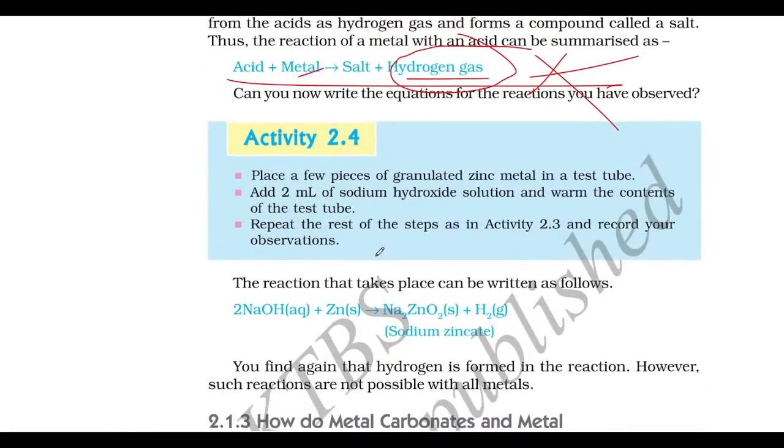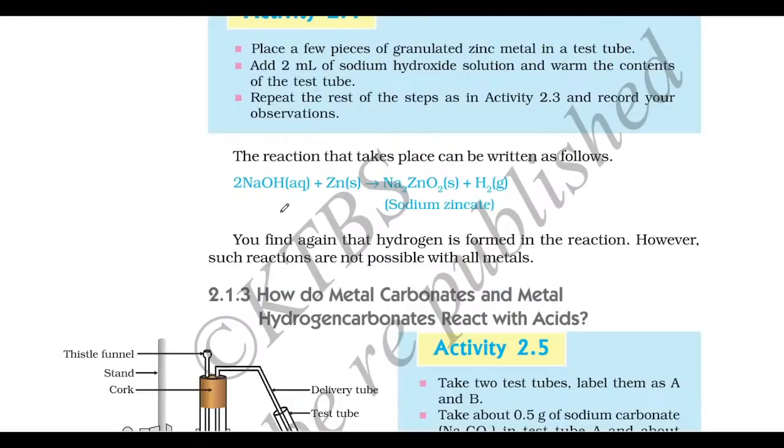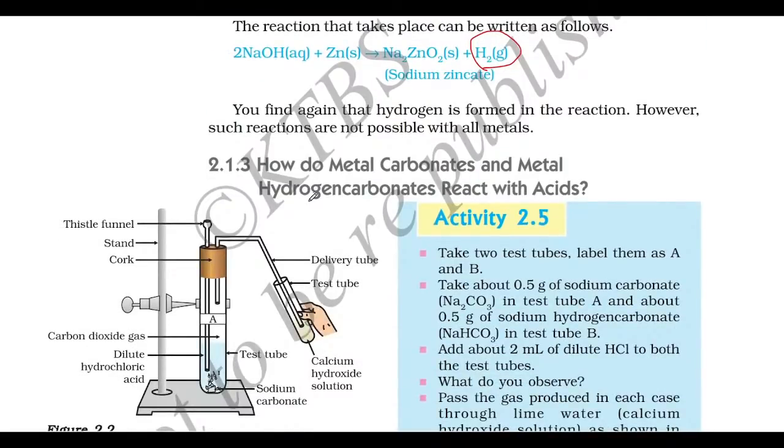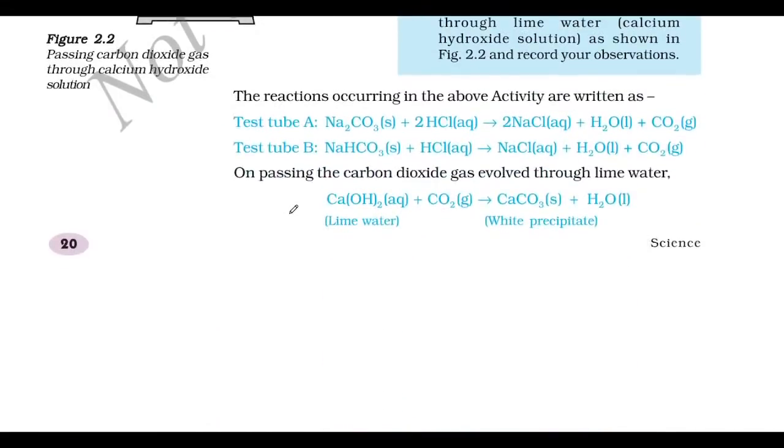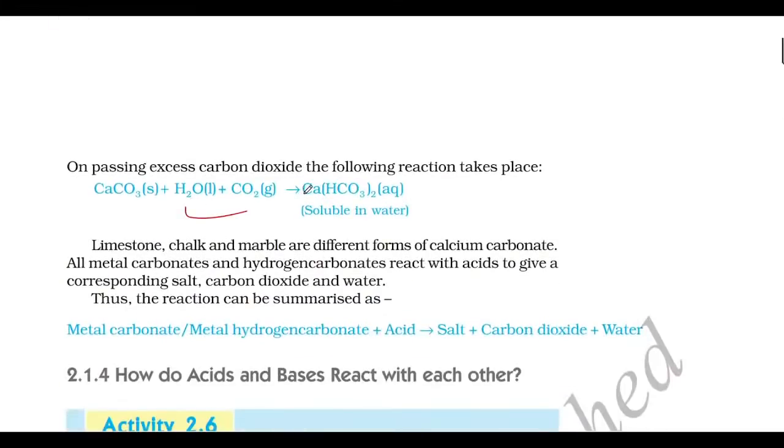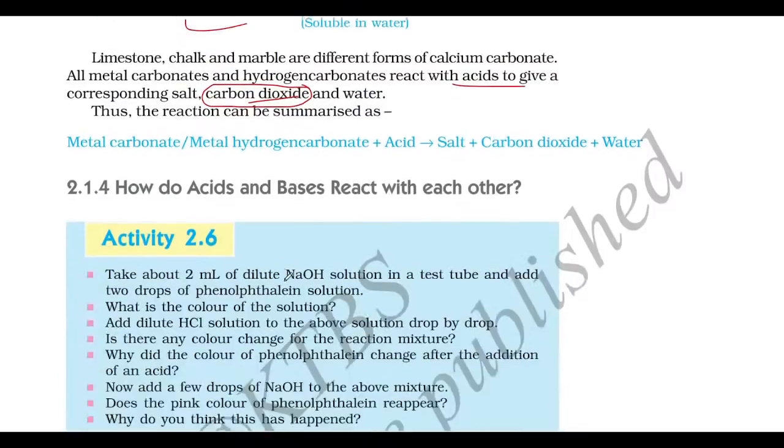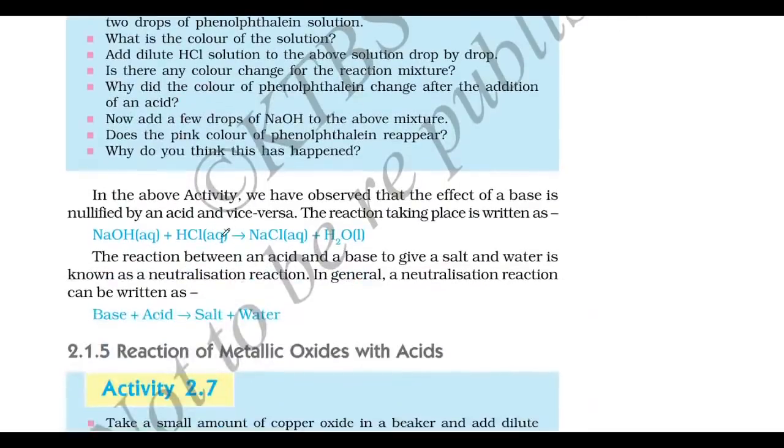And also you can see a few chemical equations. Reaction of sodium hydroxide with zinc gives sodium zincate plus release of hydrogen gas. And also reaction of metal carbonates and metal hydrogen carbonates with acid, very important 2-mark reactions. What is the gas released when metal carbonates or metal hydrogen carbonates react with acid? It is carbon dioxide. Metal reacting with acid gives hydrogen gas. Metal carbonates and metal hydrogen carbonates reacting with acid give carbon dioxide.